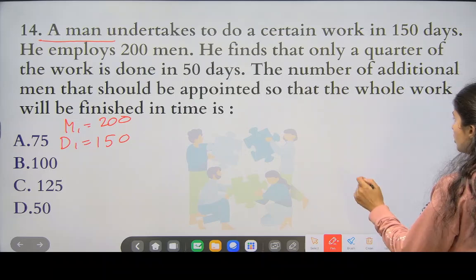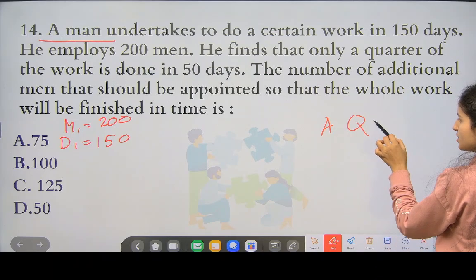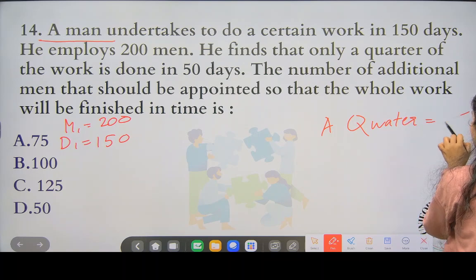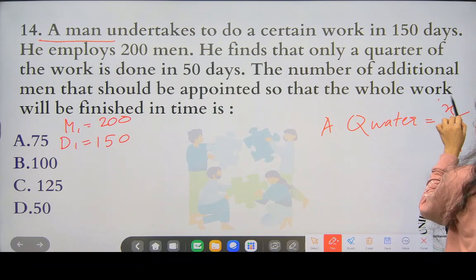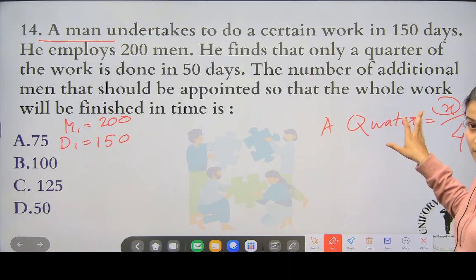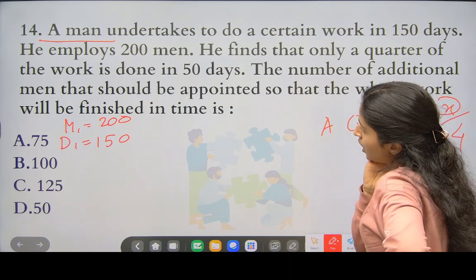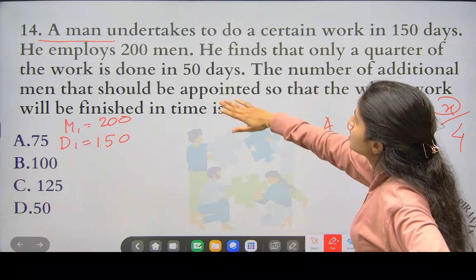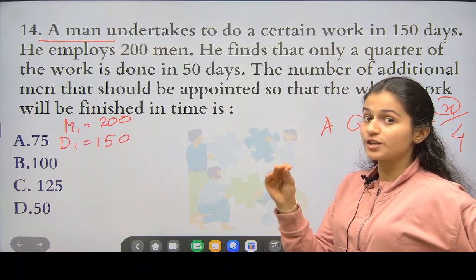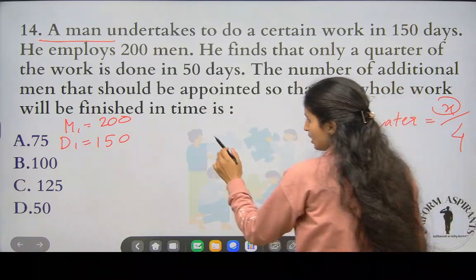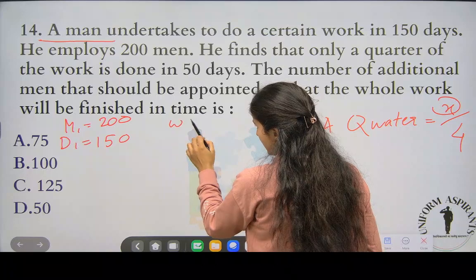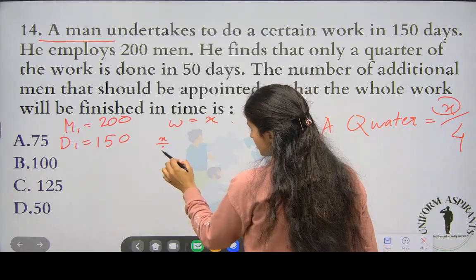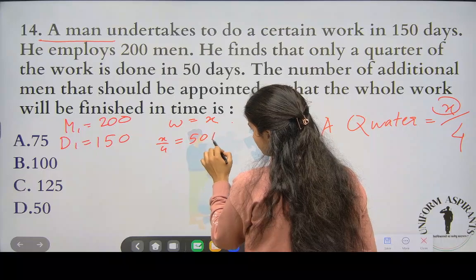He finds that only a quarter of the work is done. Only a quarter. Now what is a quarter? A quarter means divide by 4. Quarter means divide x by 4. I'll write here, for example, it is a work. So quarter means divide by 4. Always remember, fourth part of something, that is a quarter. Is done in 50 days. A quarter of work is done in 50 days. For example, work is x. X by 4 is done in how many days? 50 days.